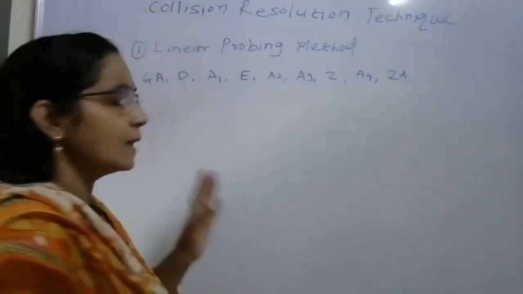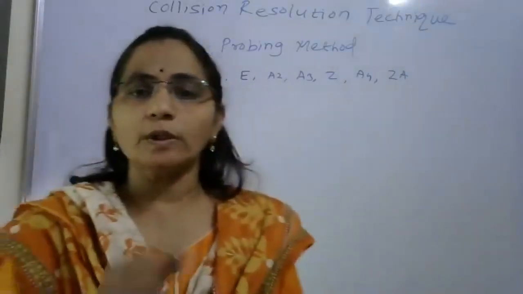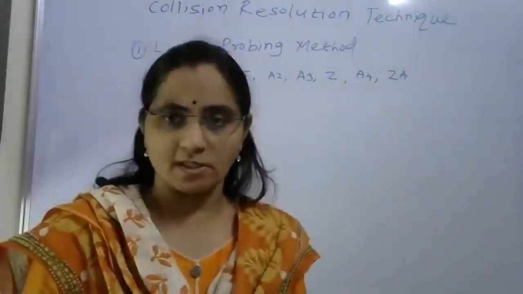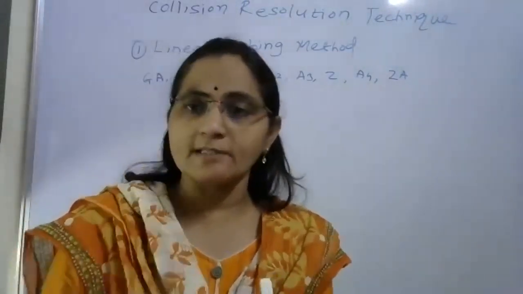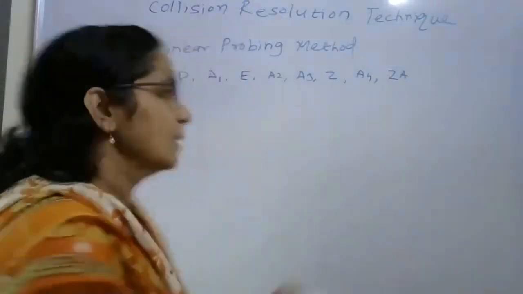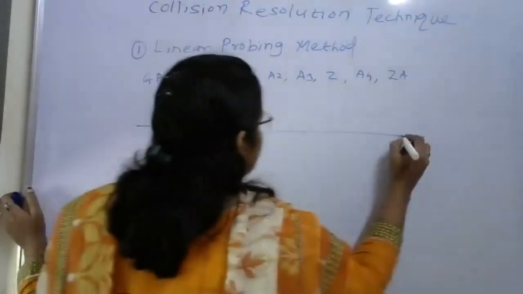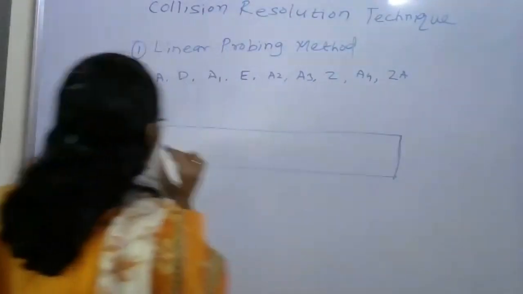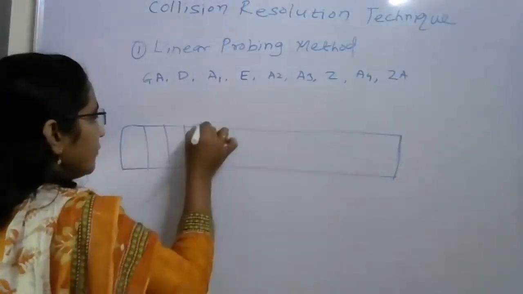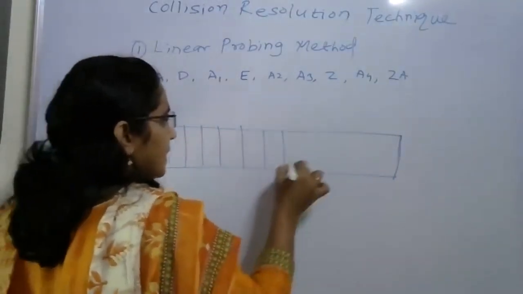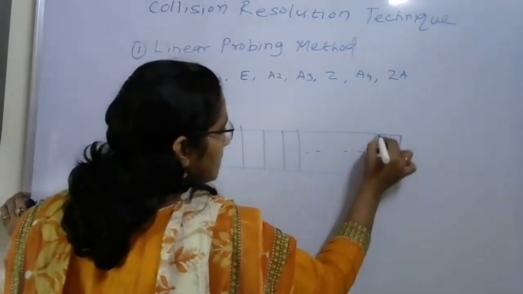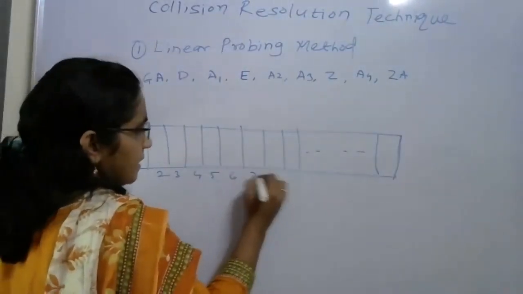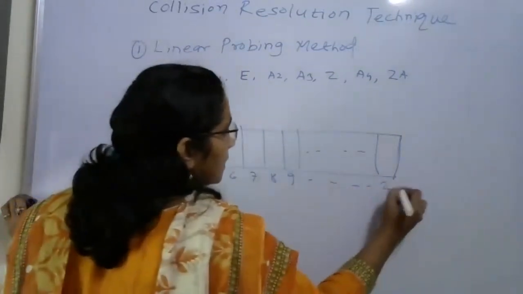So once again, here I consider I have 26 buckets. Why 26? Because the total alphabets are 26. So that's why I take 26 buckets and only one slot, like the previous same example. The buckets are numbered 1, 2, 3, 4, 5, 6, 7, 8, 9 up to Z, meaning up to 26.